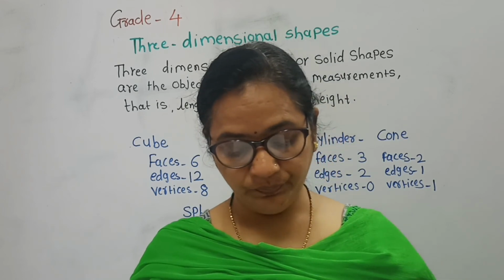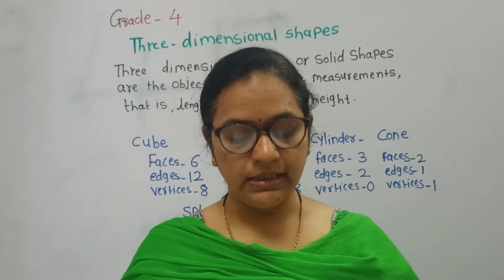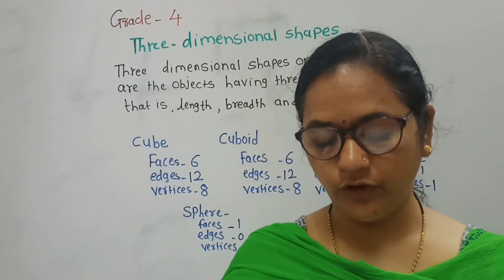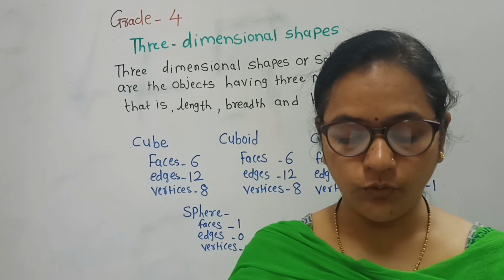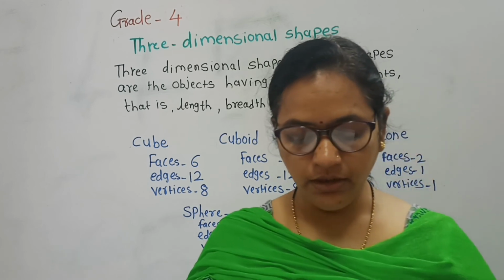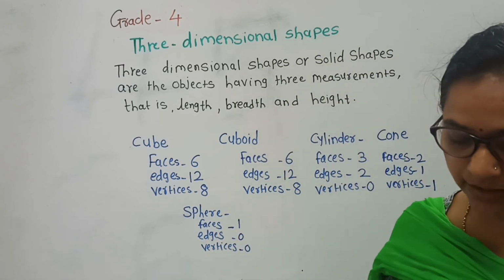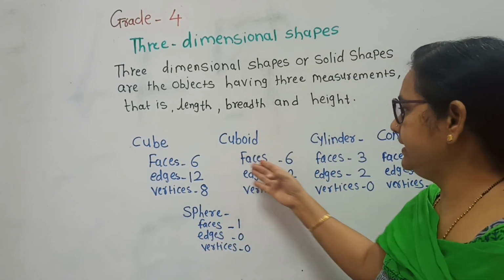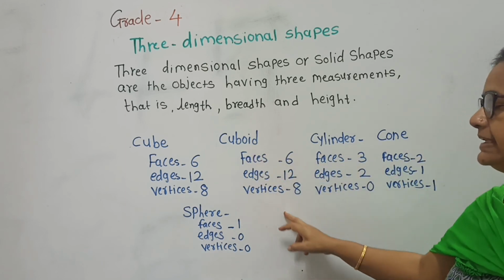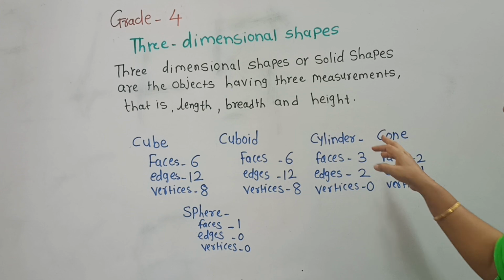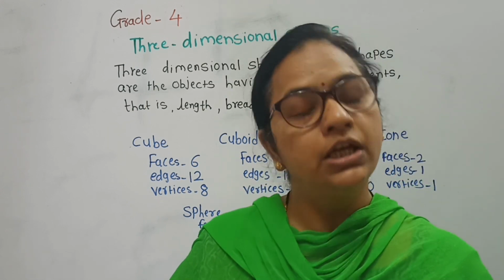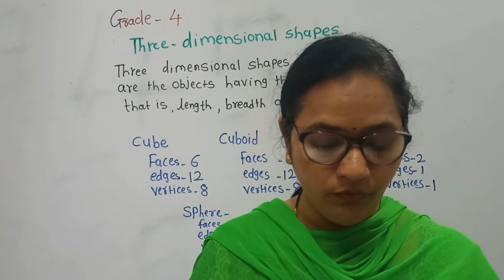Okay. Now question number 4 is there. Write the number of faces, edges and vertices of the following figures. Yes children, cuboid, cube, cylinder and cone, you have to write the faces, edges and vertices of these figures. See here, I wrote all the faces, edges and vertices of this cube, cuboid, cylinder, cone and sphere shape. So from this you have to complete question 4.